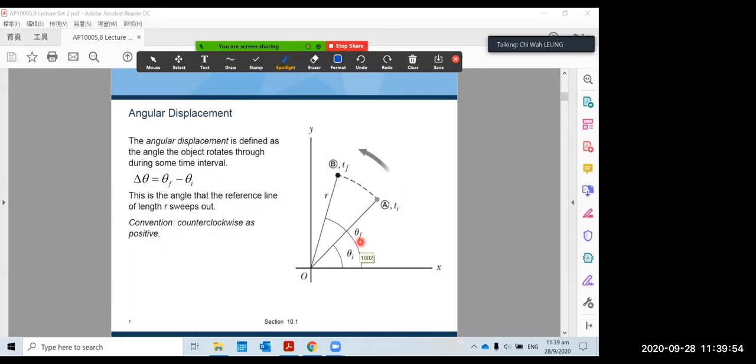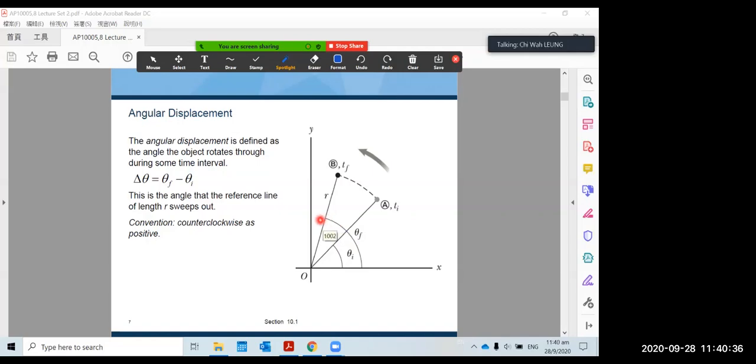When the object rotates, of course, there would be displacement. But here, instead of just linear displacement, there is also angular displacement. I'm talking about the angle extended by the object at the point O, where O is the axis of rotation. So when the object rotates, it swipes through the space, so it leaves a track, as well as extending an angle, delta theta. Initially, it is theta i, finally, it's theta f. So the delta theta is what we call the angular displacement.